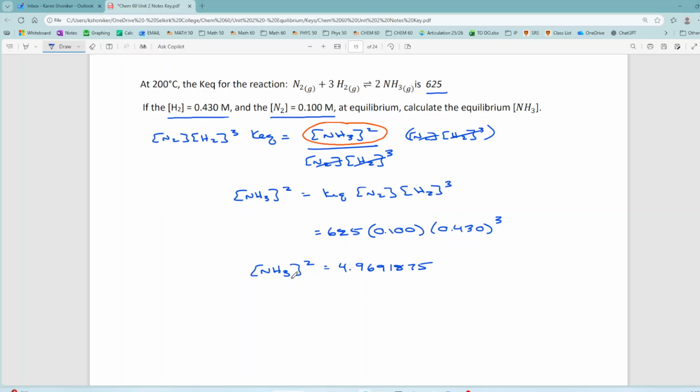Okay, what we want is the concentration of ammonia. So I don't do this in my rearrangement, I do it at the end. The opposite of squaring is taking the square root, so the concentration of ammonia is the square root of that answer, which, to 3 sig figs, is going to be 2.23 molar. Awesome. Now you can go and give the type 1 questions a go.